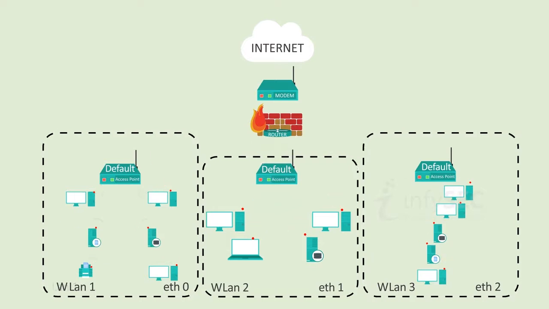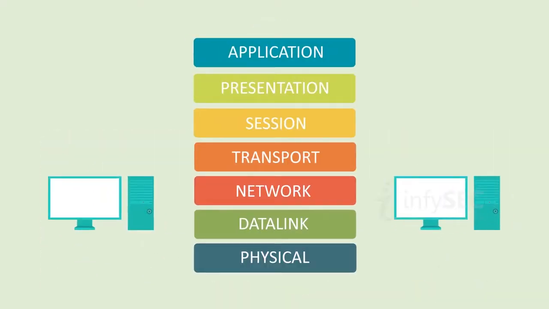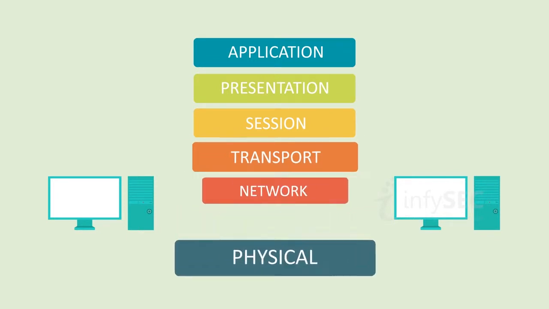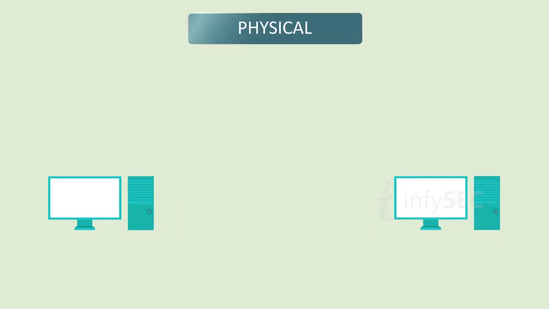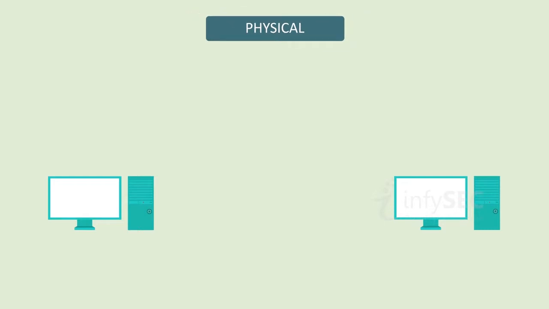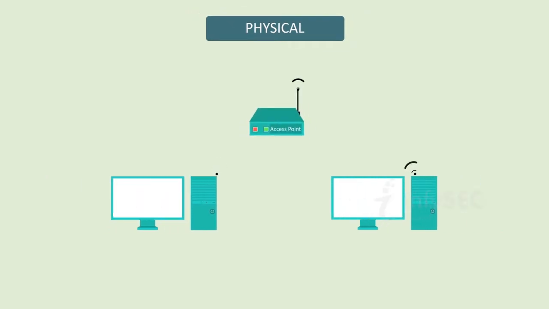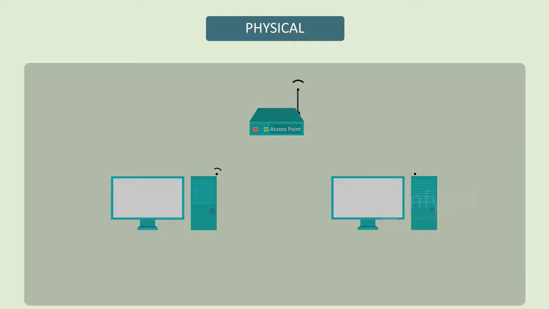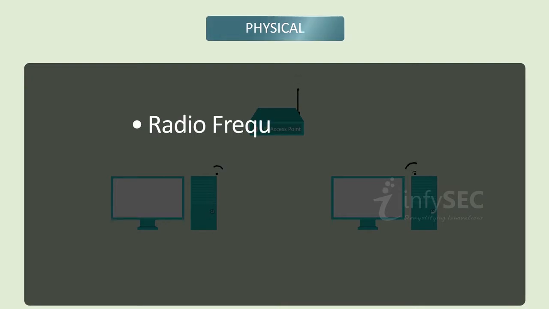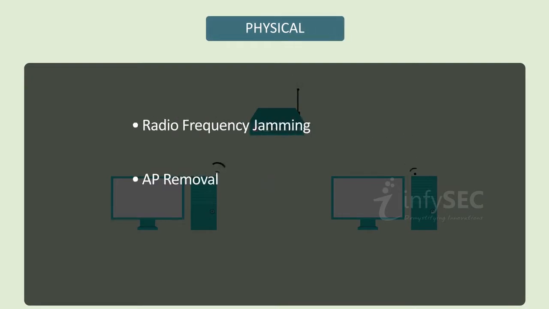The communication happens based on the OSI model. Let us first get a glimpse of the attacks pertaining to wireless based on the OSI model. Physical layer. This is the first layer in the OSI model, and the attacks pertaining to this layer can be performed upon gaining direct access to the network. Physical layer attacks include the following: radio frequency interference and AP removal.